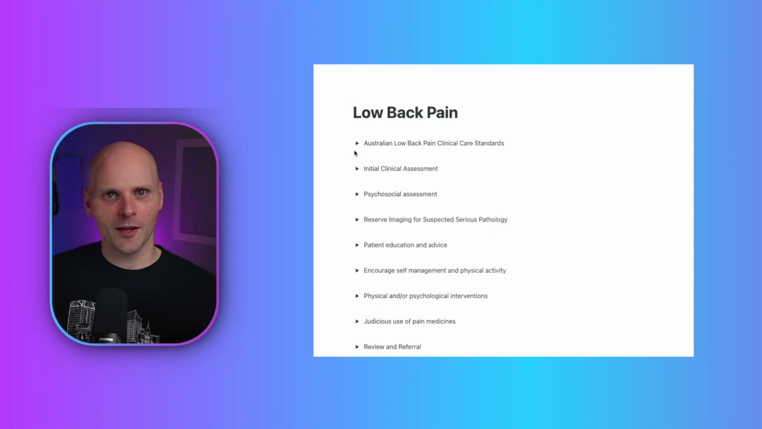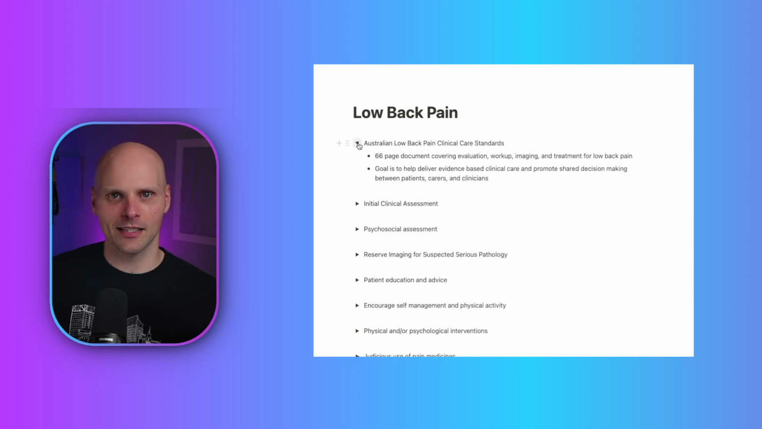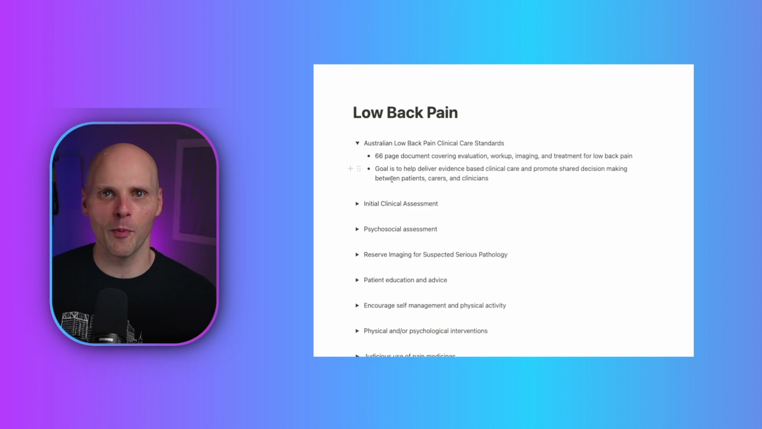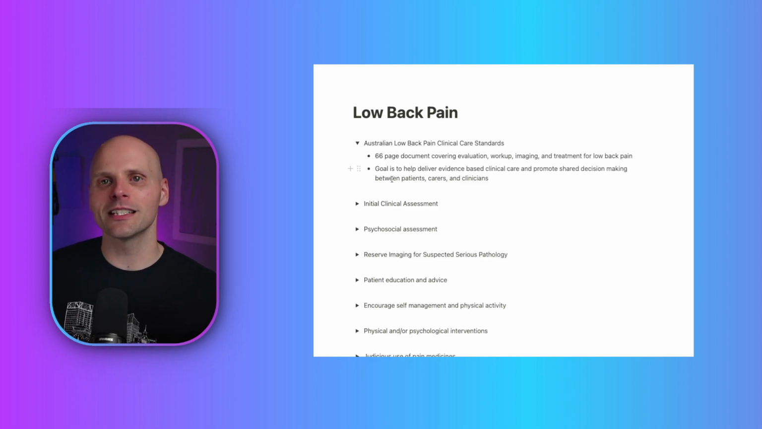First, we're going to talk about where this is coming from. This is coming from the Australian Low Back Pain Clinical Care Standards, and it is an awesome document. I'll link it up here, but it is a 66-page document covering the evaluation, workup, imaging, treatment, all this stuff for low back pain. And the goal is to help deliver evidence-based clinical care and promote shared decision-making between patients, carers, and clinicians. And let me tell you, it is an awesome read. It's long, like I said, 66 pages, but it's really jam-packed with lots of stuff.